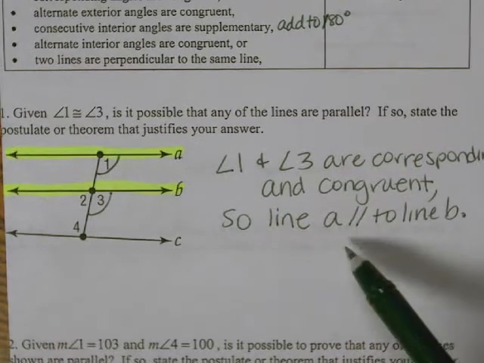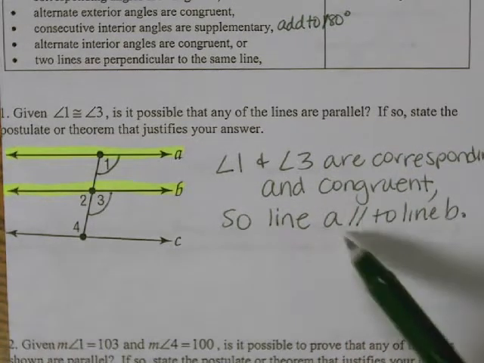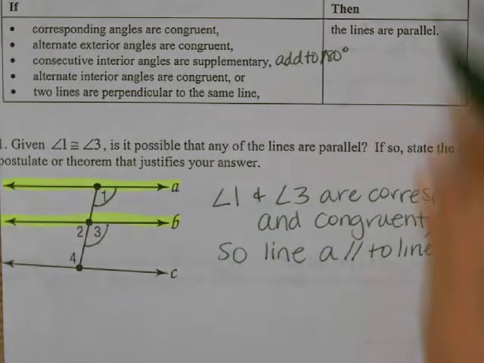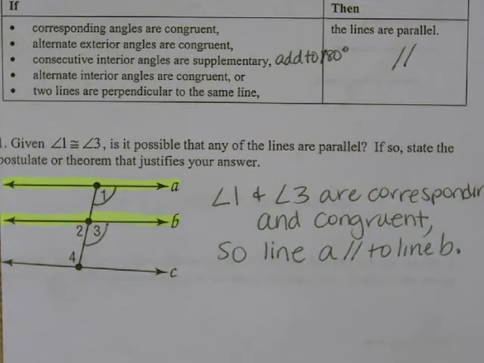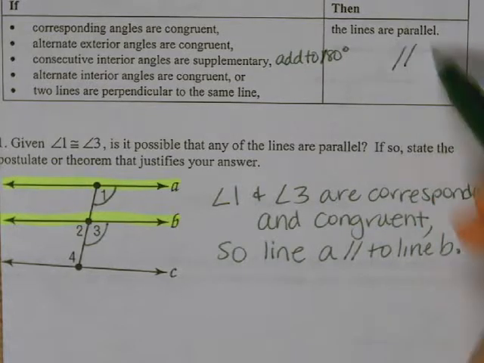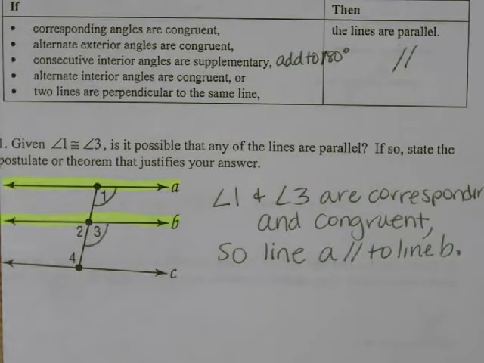Now remember, we can say parallel using this two line right here. That means parallel. I don't like to write the word out. So that means parallel. Okay? Does that make sense? So this is a symbol for parallel. Alright. So that's all you do. If it says, is it possible for them to be parallel? If so, justify your reasoning, state the postulate.